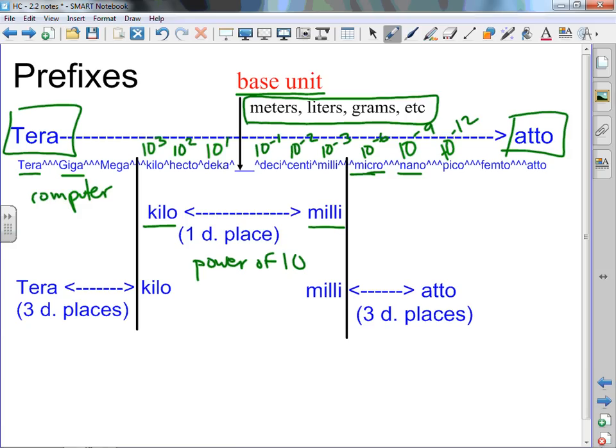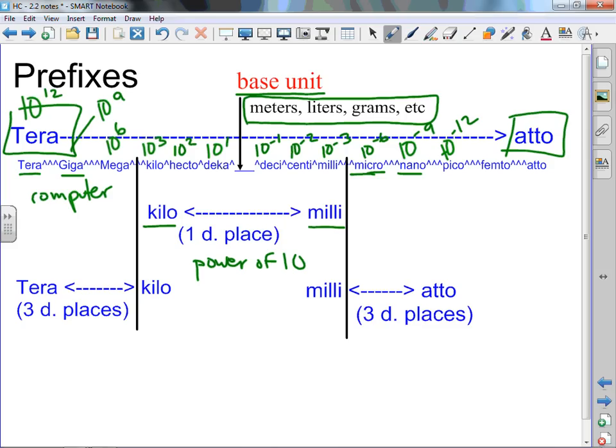When we come outside of mega, it's 10 to the 6th power. So kilo is 10 to the 3rd, mega is 10 to the 6th, giga 10 to the 9th, and tera is all the way up to 10 to the 12th power. So we need to become very familiar with these as we make measurements and as we convert measurements.